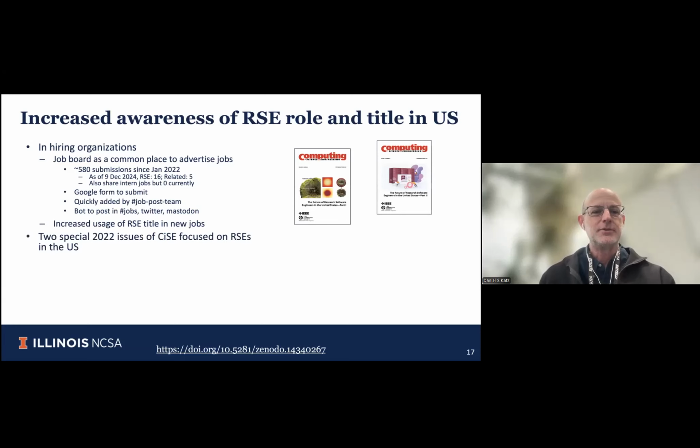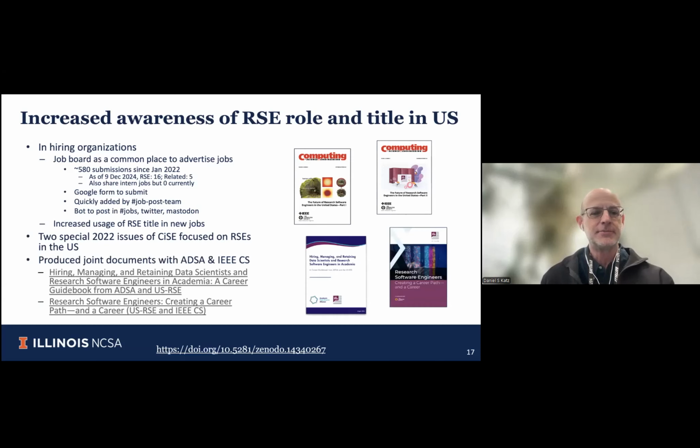We've had two special issues of Computing in Science and Engineering that focused on RSEs in the US in 2022, which was nice. And we've produced a couple of different joint documents. The one I mentioned previously with the Academic Data Science Alliance on hiring, managing, and retaining data scientists and RSEs in academia, and one with the IEEE Computer Society that's part of their career guide series to talk about, for people that are maybe undergrads in CS that are interested in becoming an RSE, how would they actually do that?